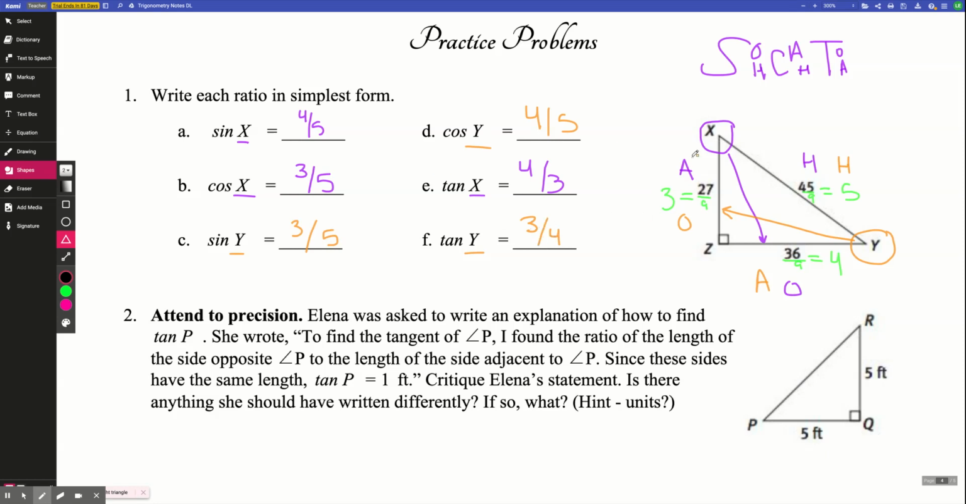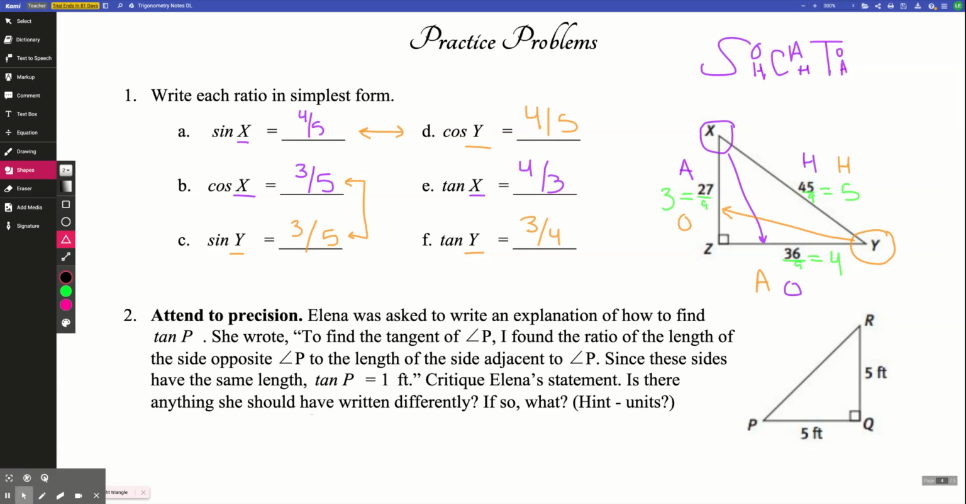So when you switch the angle, what happens is the sine and the cosine switch fractions. Like sine of one angle is the same as cosine of the other, which you can see here. And then what happens with the tangents is the fraction flips.